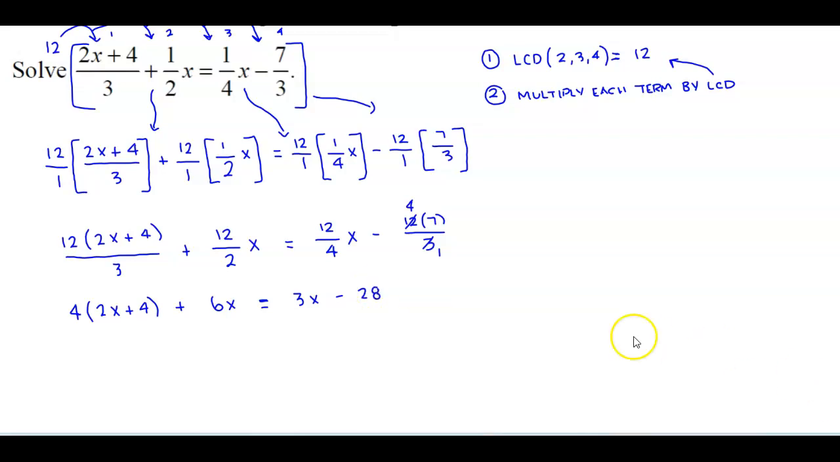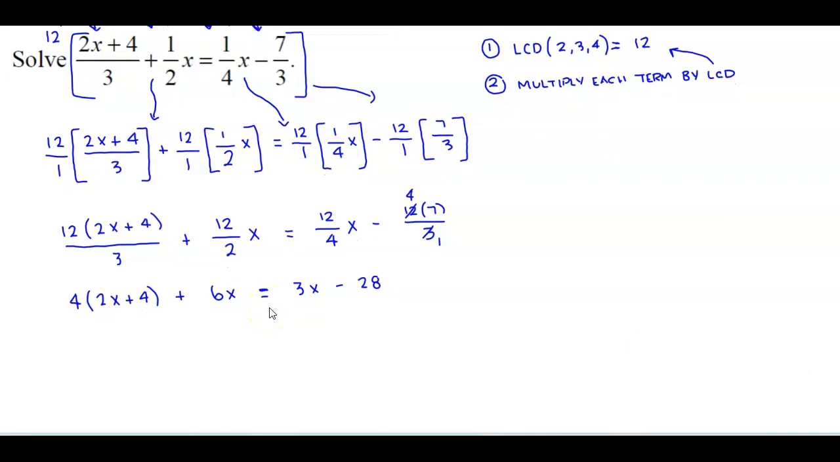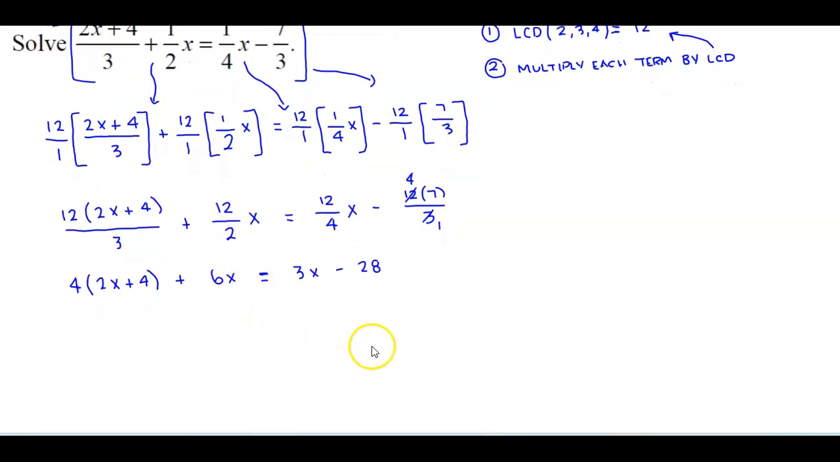Okay, so now we have an equivalent equation. This equation is actually equal to the original equation. The only thing is that it doesn't have any denominators. Now we can go ahead and solve for x.